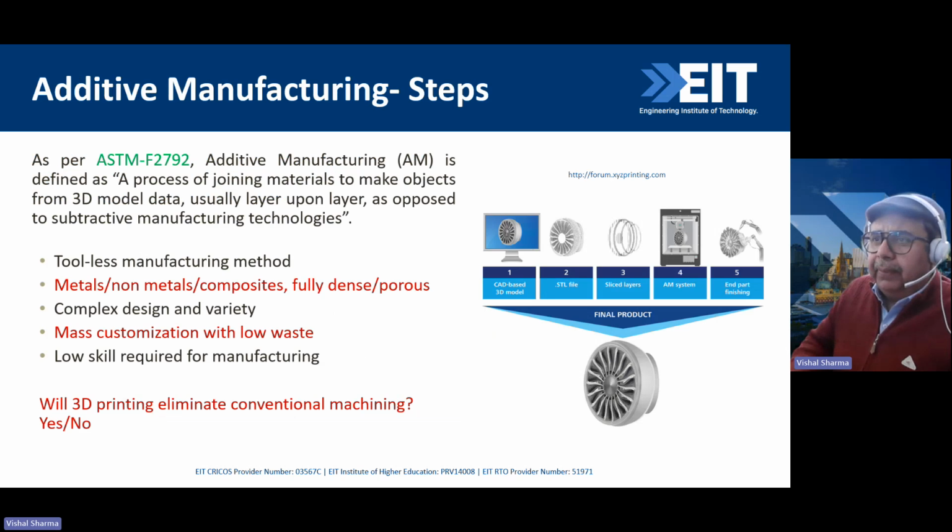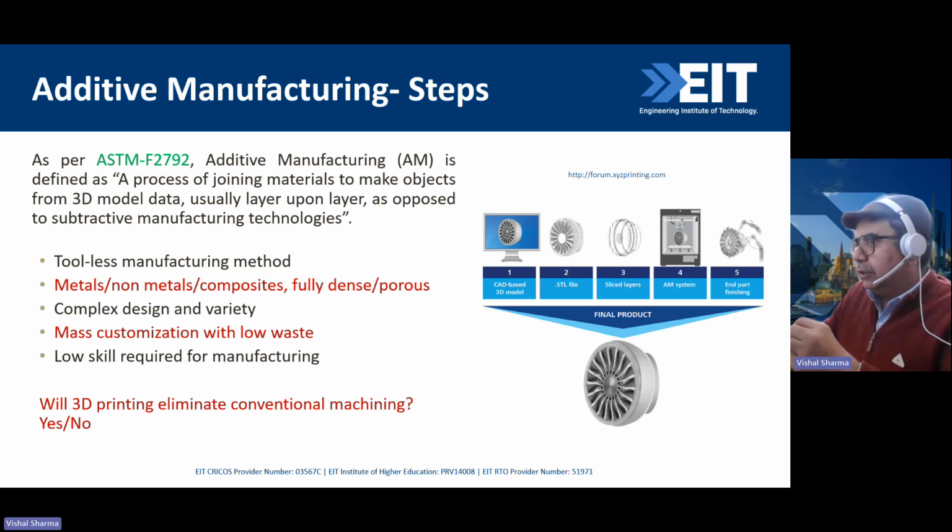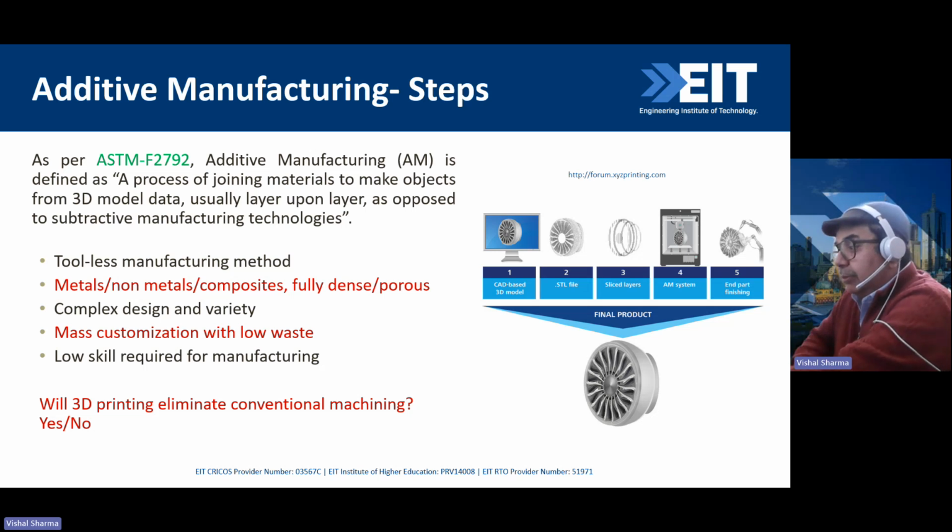Okay. Now, as per ISO standard, what is the definition of additive manufacturing? This is the process of joining materials to make objects from 3D model CADs using layer upon layer, as opposed to subtractive manufacturing. So you can see here in this figure. So what are the steps basically?